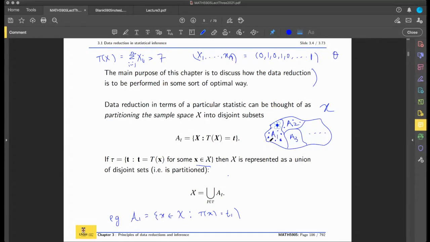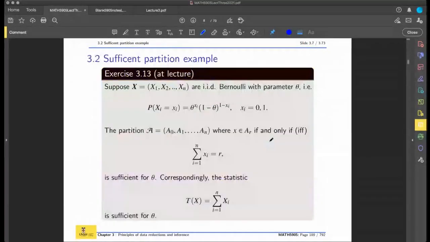So let's look at an example of applying this with our Bernoulli example, which we've seen before. Let's suppose that we have n IID Bernoulli observations, where theta is the probability of a success. The probability mass function is given by this expression here. It takes the value theta if x equals 1, and it takes the value 1 minus theta when x equals 0. So theta for a success, 1 minus theta for a failure.